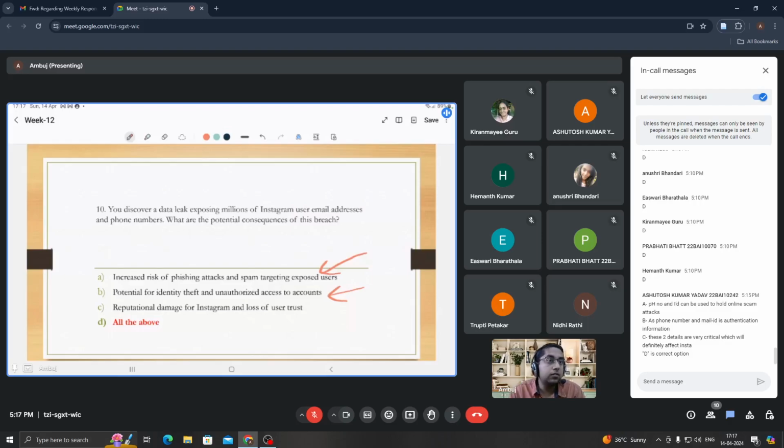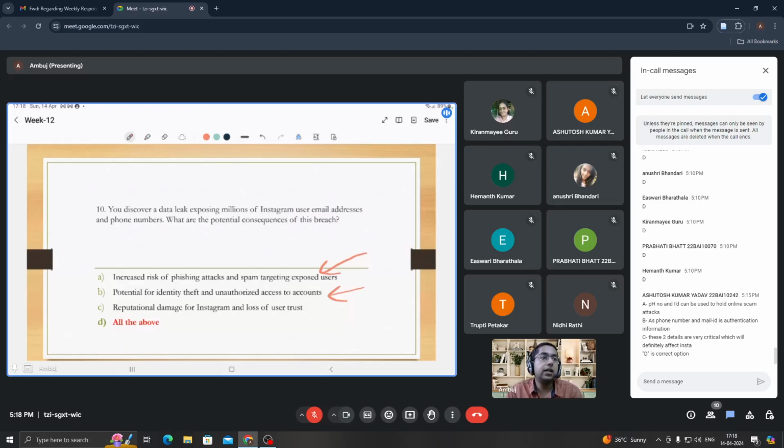Please write option A once more. I think phishing and identity. Phishing, no, and ID can be used, yeah, to hold online scam attacks. Definitely, it's a criteria. Okay, it's a thing that when identity theft is there, definitely your targeting would increase, not to a particular person, but to a particular whole social media network. Whomsoever are connected to them, the targeting would increase. That's a thing. Okay, try to remember it.